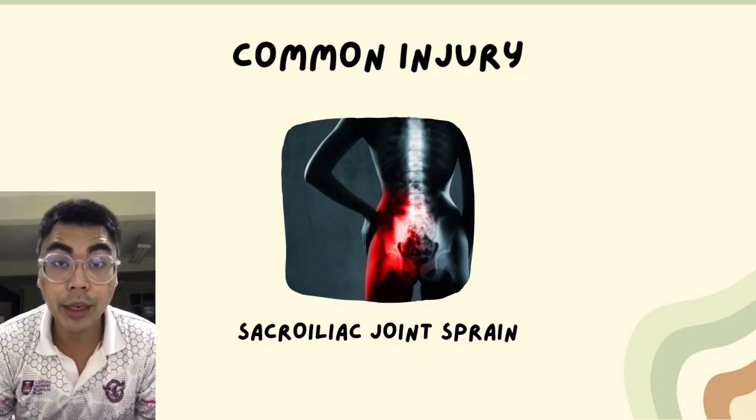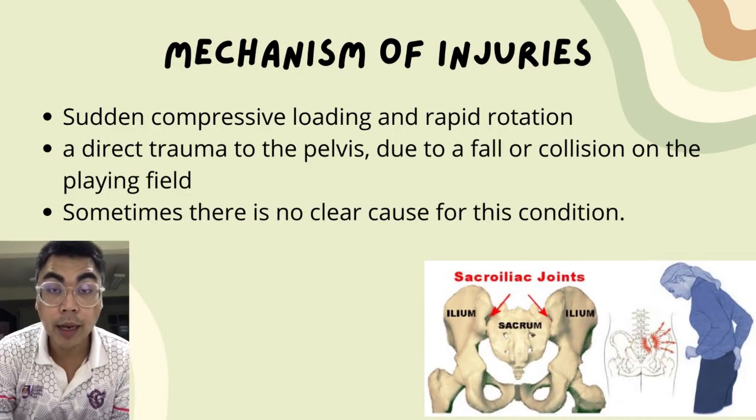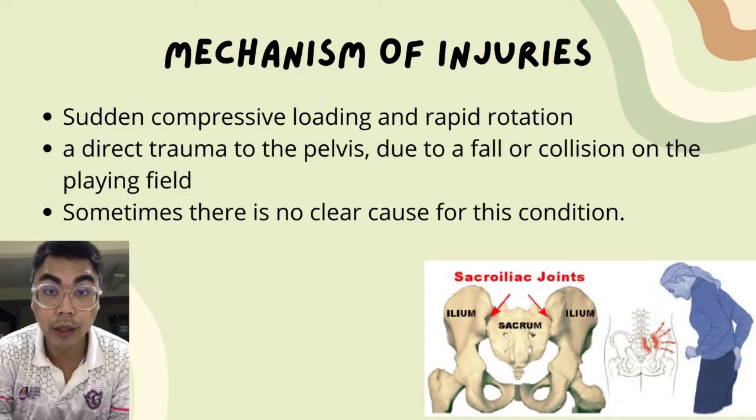The common injury here is the sacroiliac joint sprain. Next, we have the mechanism of the injuries. The first one is sudden compressive loading and rapid rotation. The second one is direct trauma to the pelvis due to a fall or collision on the playing field. And sometimes there is no clear cause for this condition, which is kind of scary to think about.